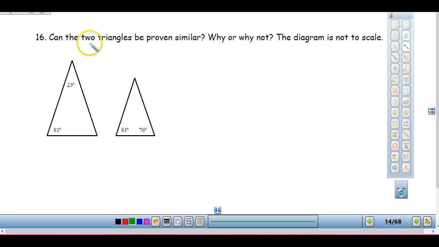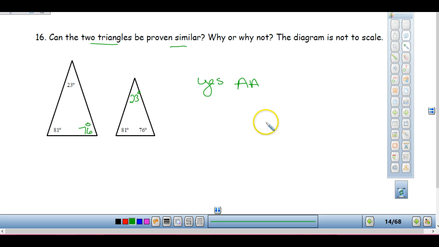Okay, triangles, are they similar? Well, you have to go through all of your different ways triangles can be similar, but in this case, we've got angles. So if we find this third angle here, 180 minus 81 minus 23, this angle is going to be 76. If we do the same thing over here, 180 minus 81 minus 76, this angle is 23 degrees. Okay, they are similar, so this one's going to be yes, and they're similar by angle, angle.